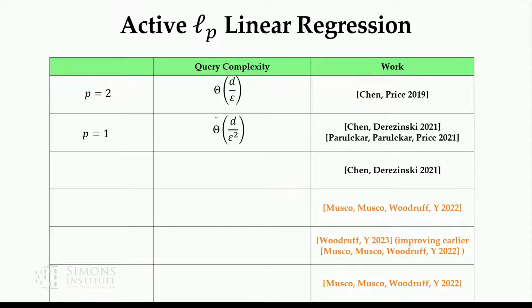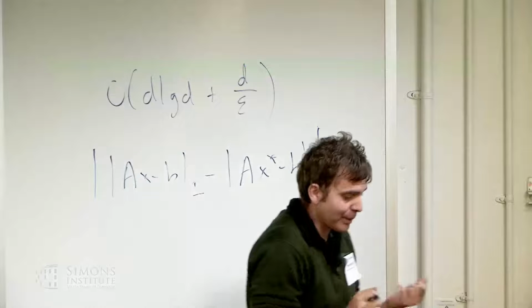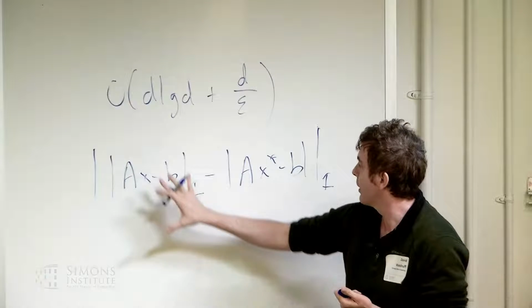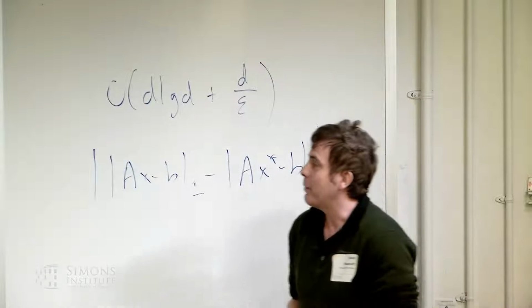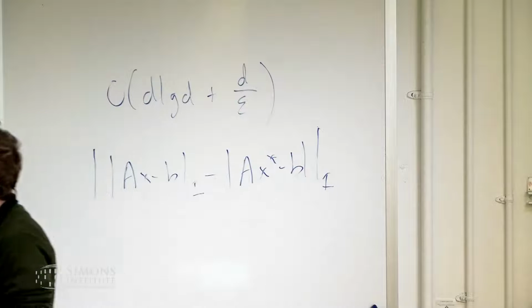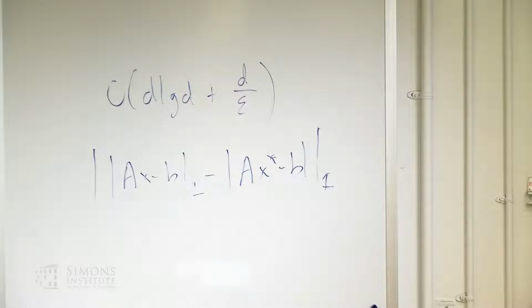They use a really nice form of looking at quantities of the form the one norm of Ax minus b minus the one norm of Ax star minus b. And this can be upper bounded in terms of just the one norm of Ax minus Ax star. So when p equals 1, there's a very nice way of controlling this quantity. And so they were only able to get a result for p equals 1. That's what I'm trying to say.